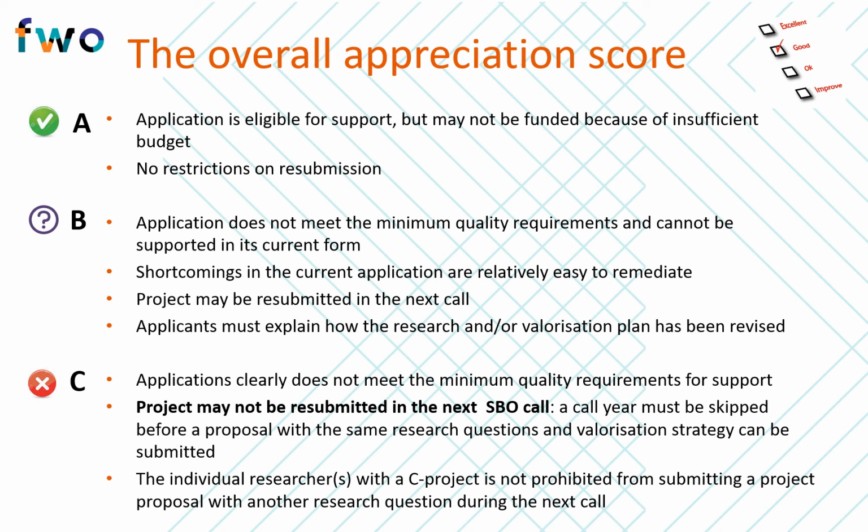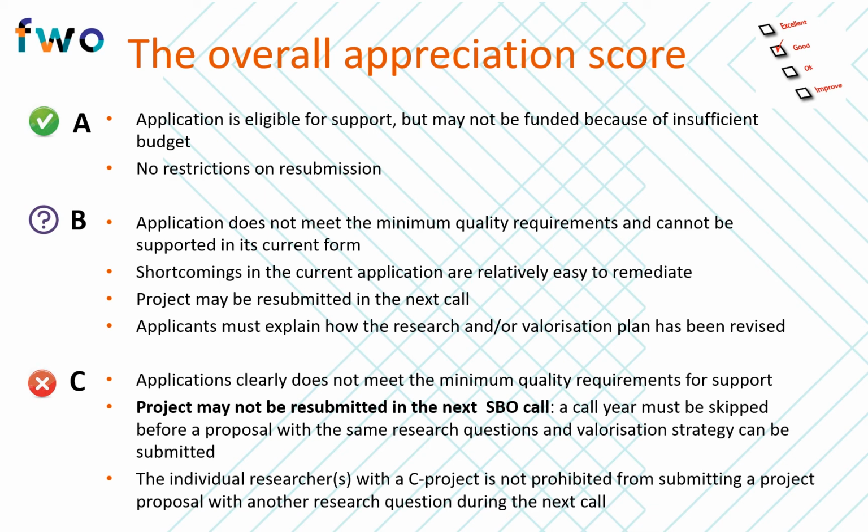A general appreciation score of A is awarded if the application meets the minimum quality requirements and is eligible for support, provided sufficient budget is available. If ranked below the limits of the available budget, an A-type project can be resubmitted within the subsidy channel concerned in the next call.